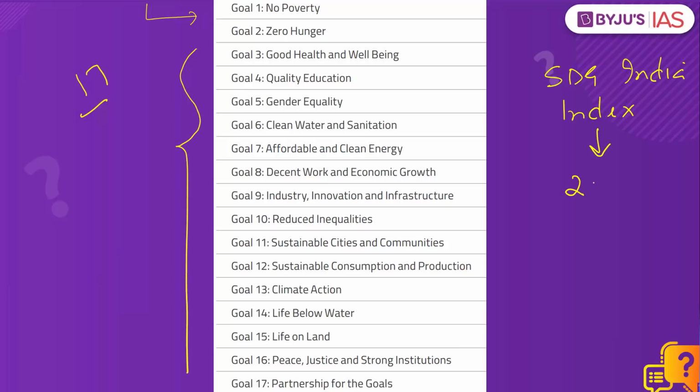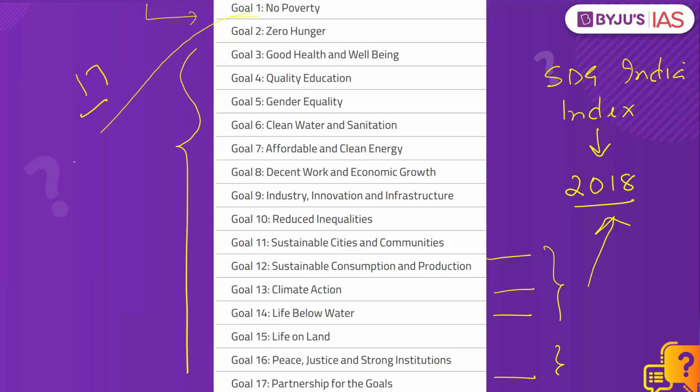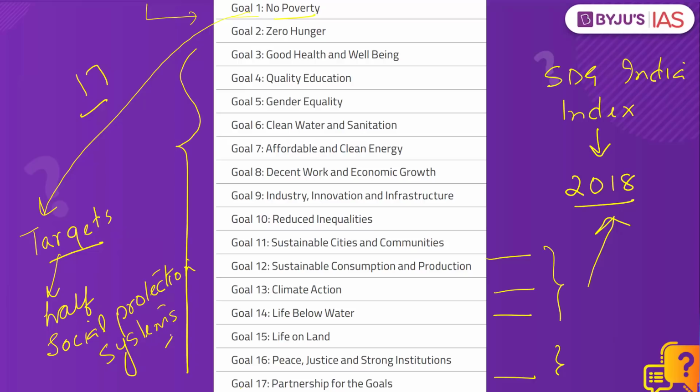When the first SDG India Index was launched in the year 2018, Goals 12, 13, 14 and 17 were excluded. And if you look at it, each goal is also associated with targets. What are these targets? For example, Goal 1 talks about no poverty. Under this no poverty goal, there are targets. For example, we have to reduce poverty by half. That's one target. We have to implement social protection systems. That's another target. And these 17 sustainable development goals came into force with effect from 1st January 2016.